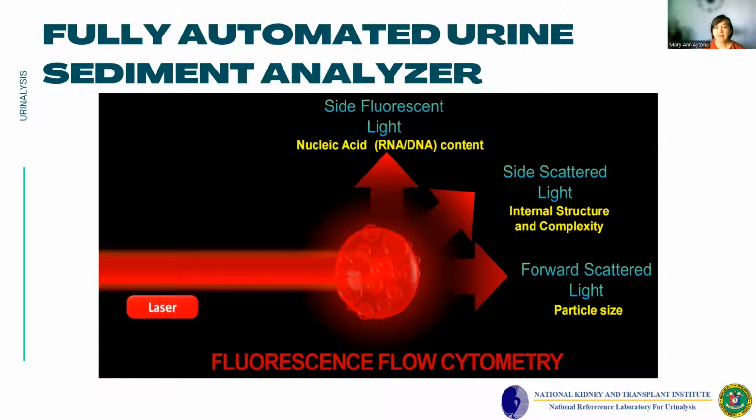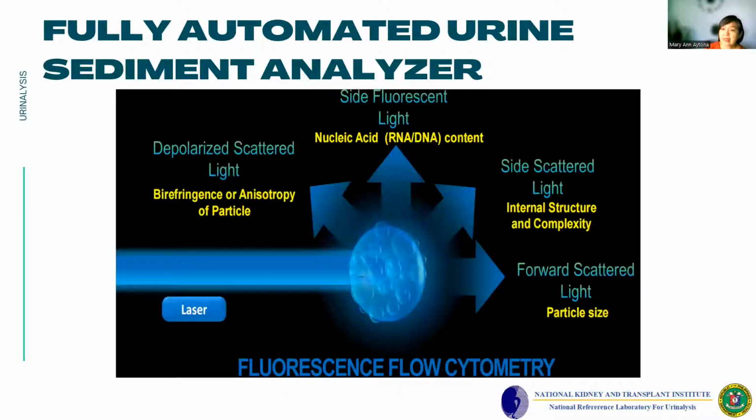The intensity of the forward scatter indicates the cell volume. The side scattered light provides information about the internal cell structure and its content, such as nucleus and granules. The side fluorescence indicates the amount of nucleic acid present in the cell. In urinalysis analyzer, fluorescence technology is also used for counting bacteria, red blood cells, white blood cells, and other elements.